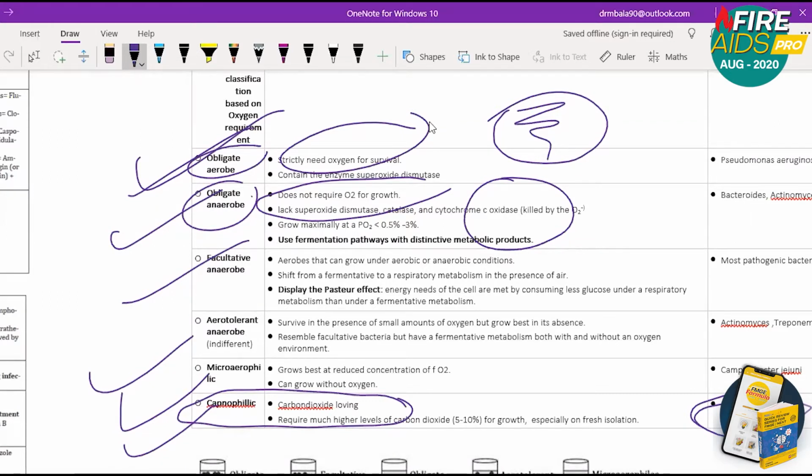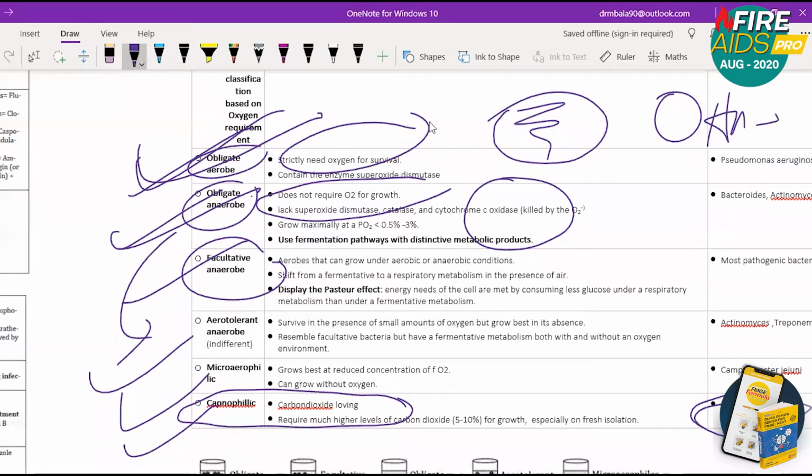Facultative is the opposite of obligate. So obligate aerobes are going to be facultative anaerobe. Obligate anaerobe is going to be facultative aerobe. That's just the opposite of it. Facultative anaerobe actually needs oxygen. Facultative aerobe does not require oxygen most of the time.